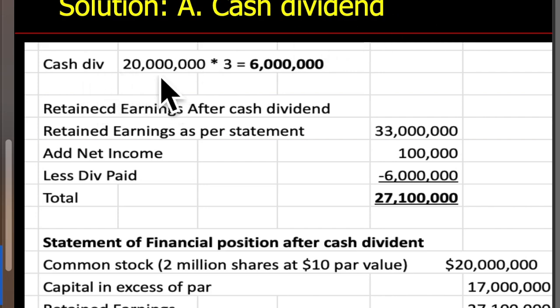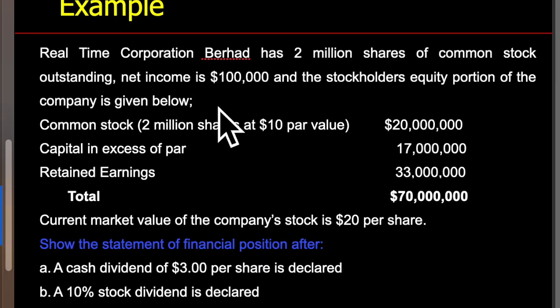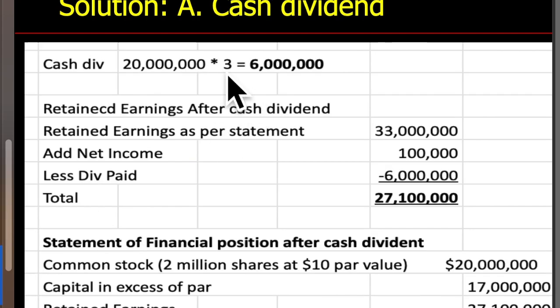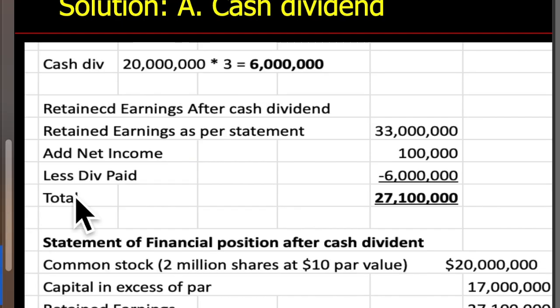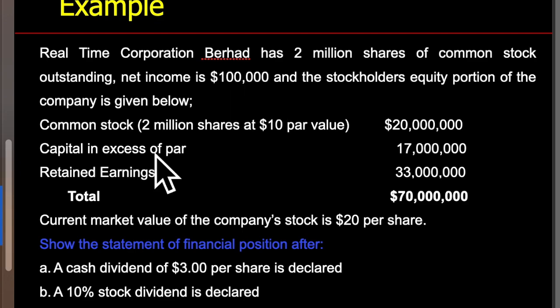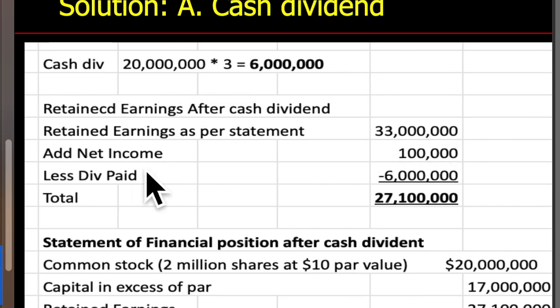Cash dividend. This is supposed to be 2 million, not 20 million, please. Here is 2 million shares. Okay, it's 2 million shares times how much? 3 ringgit. We are paying out 3, right? Gives you 6 million. Okay, retained earnings after cash dividend. The retained earnings as per statement is what? 33 million. Here, retained earnings is 33 million, and we have to add our net profit of 100,000. How much is net profit here? 100,000.